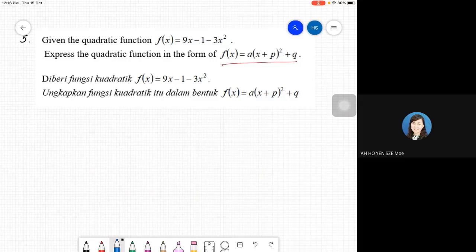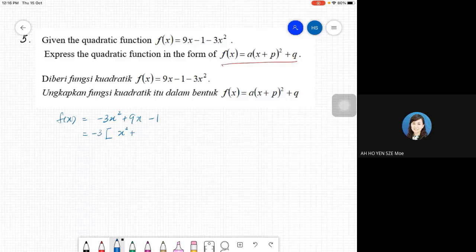Okay, how do we do it? Just now I mentioned, you have to arrange it into the general form first, right? So -3x² plus 9x minus 1. Since the A is not equal to 1, we do the factorization. Faktorkan dulu.